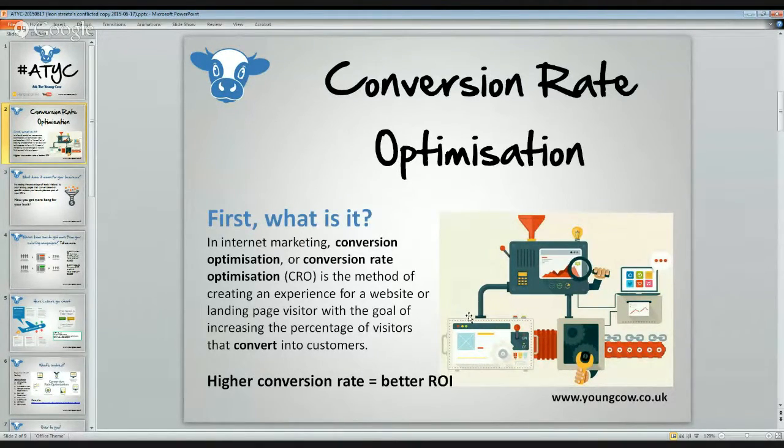Okay, so conversion rate optimization. In internet marketing, conversion rate optimization is the method of creating an experience on a website or landing page for a visitor with the goal of increasing the percentage of visitors that convert into customers. So it's not just about getting them onto the landing page with your ads, it's about how you convert them from that landing page. So what is the key formula at the bottom? The key formula is higher conversion rate equals better ROI, so higher conversion rate equals better return on investment.